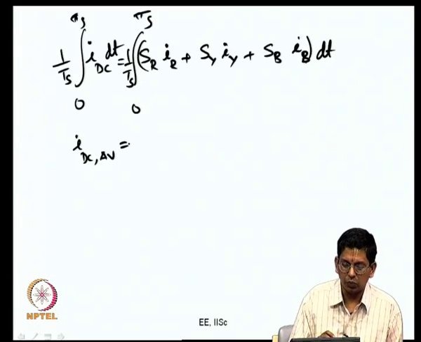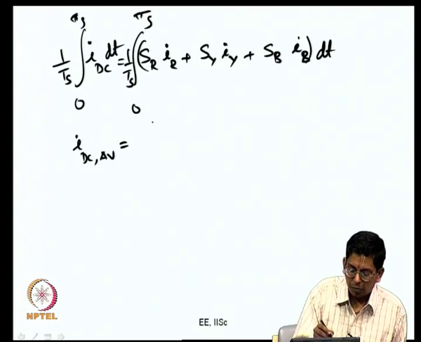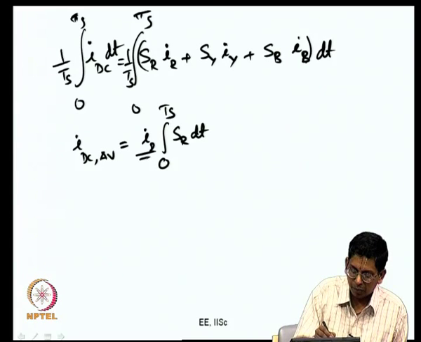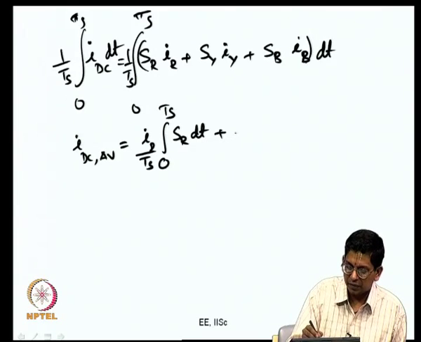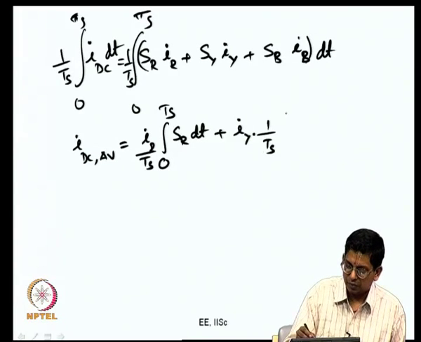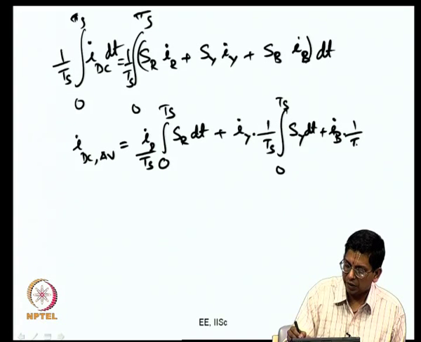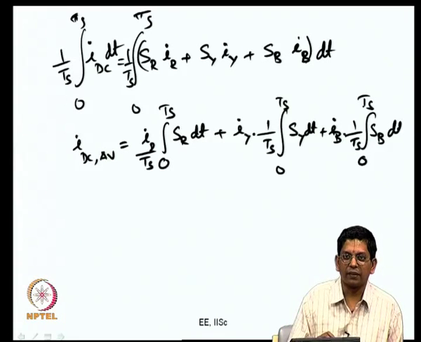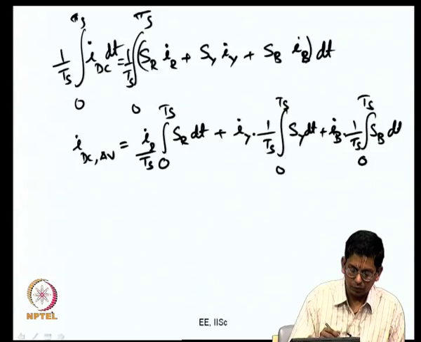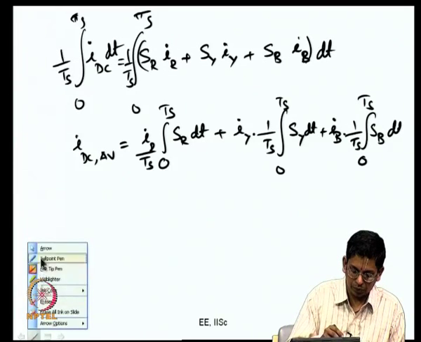What is that equal to? It is basically equal to IR multiplied by the integral of SR dt from 0 to Ts divided by Ts. Similarly, it is IY into 1 upon Ts integral of SY dt from 0 to Ts, then IB times 1 upon Ts integral of SB dt from 0 to Ts. So, what is this equal to?